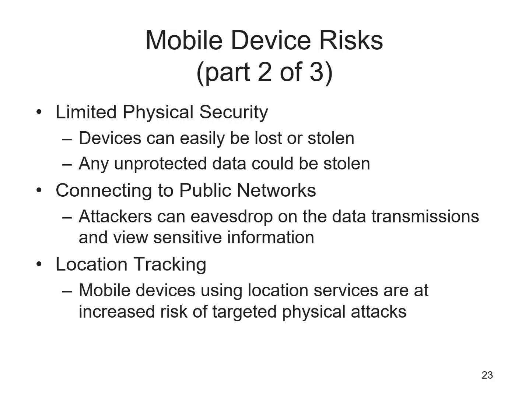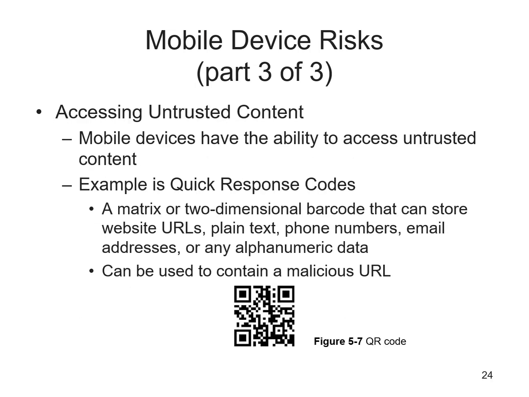Connecting to public networks is another risk. Attackers can use different techniques of data transmission and view the sensitive information on the mobile phones. If you are connecting to a public network, like in shopping malls or hospitals and places like that, please do use a VPN, if you have a proper, paid, good VPN service available on your mobile phone. Next is location tracking. Mobile devices use location services that increase the risk of targeting to physical attacks. They can see exactly where you are, and they can target the devices in that specific area.